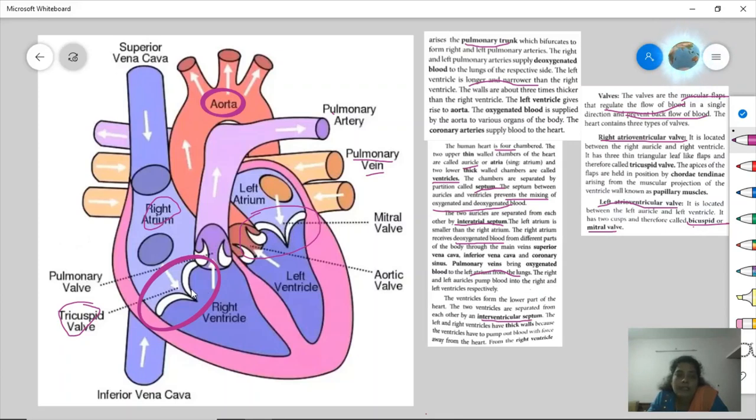This is a tricuspid, 3 flaps are there. Here only 2 flaps are there. So it is known as the bicuspid valve or mitral valve. So there are 2 valves, the tricuspid valve and the bicuspid valve.